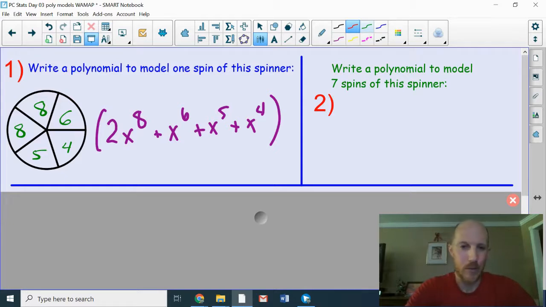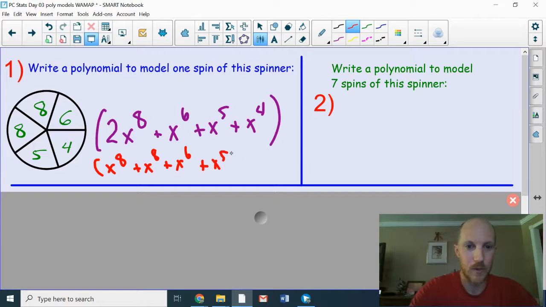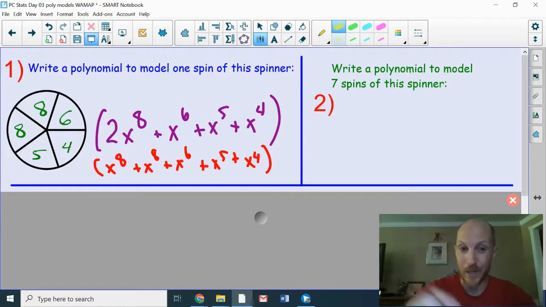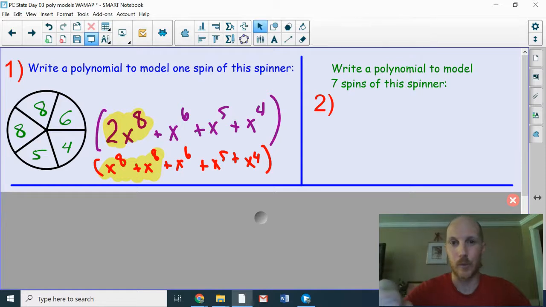I mean, we do need to get both of the spaces that have an 8 in there. You could have just said, look, 1 space has an 8, another space has an 8, another space has a 6, another space has a 5, and another one has a 4. That's actually equivalent. Because if we think about combining like terms, these 2 x to the powers of 8 are going to combine, and there's 1, 2 of them. So I just wrote it 2x to the power of 8. Either way is equivalent. Neither way is wrong.